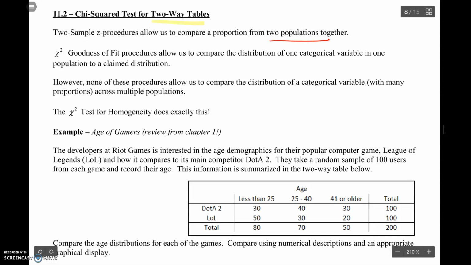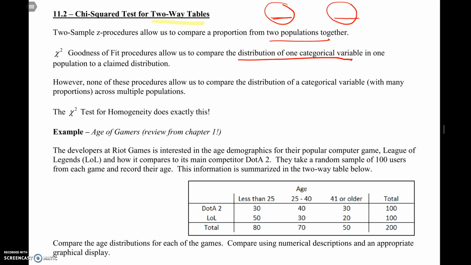We've got a group of guys and a group of girls, and we're comparing the percentage of Democrats in this group to the percentage of guys that are Democrat. Two populations comparing one percentage. Goodness of fit allows us to compare the distribution of a categorical variable. So now we can talk about more than just one percentage, but rather an entire distribution. But it's really just for one population, and it's comparing to a claim distribution.